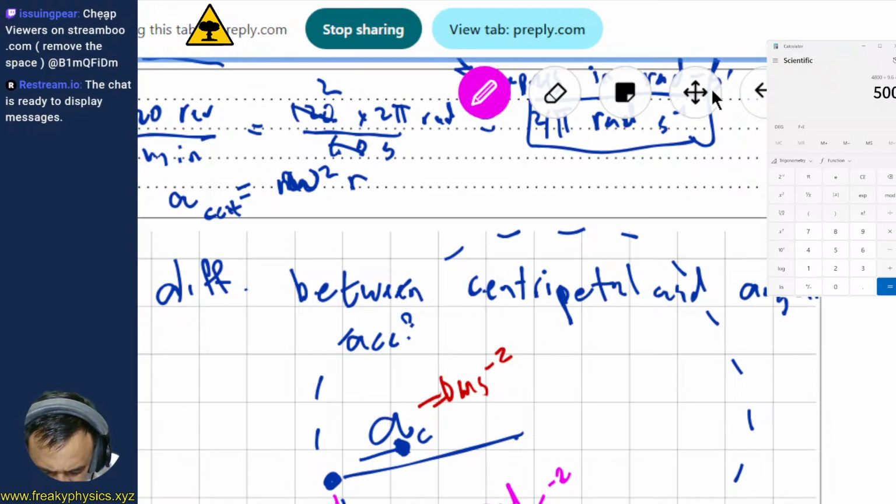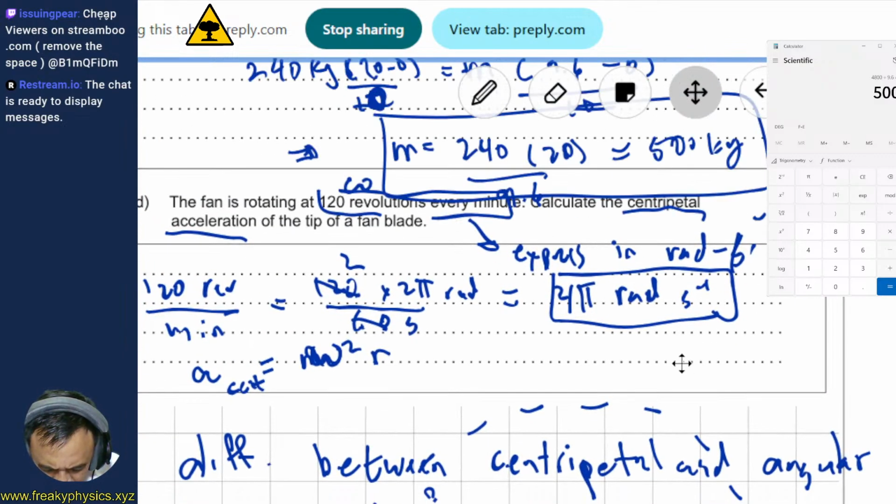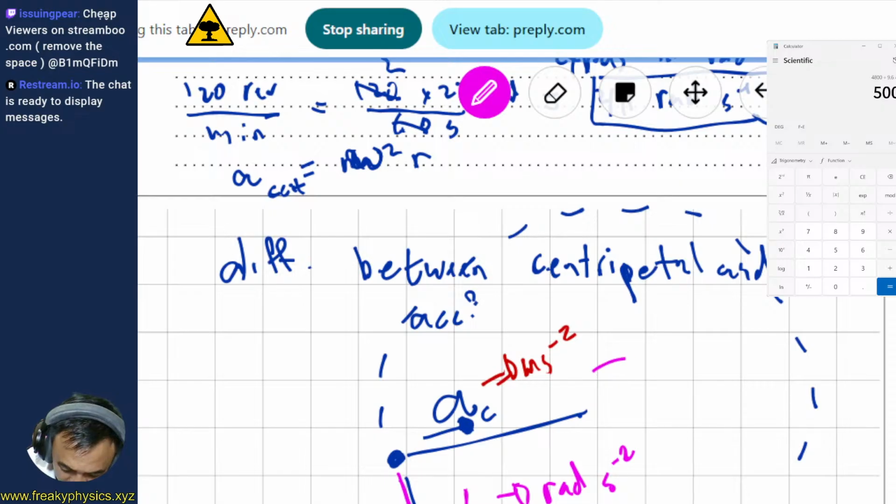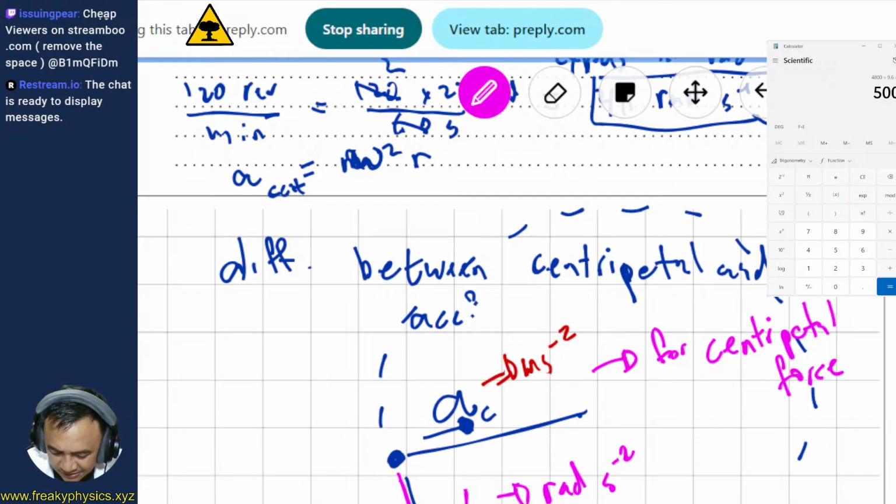But when we dealt with planets, we acknowledged that we use centripetal-like formulas, but we also acknowledge that the acceleration is real. So the problem now between the two accelerations is knowing which one to use. When do you use centripetal acceleration? You use this for centripetal forces. For angular acceleration, you will use this for torque.